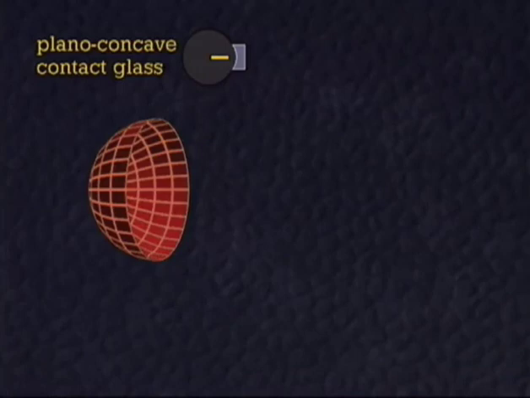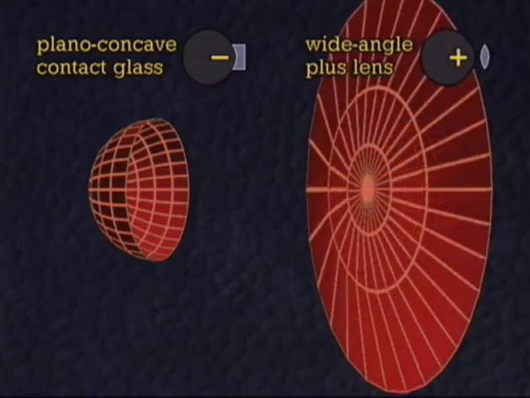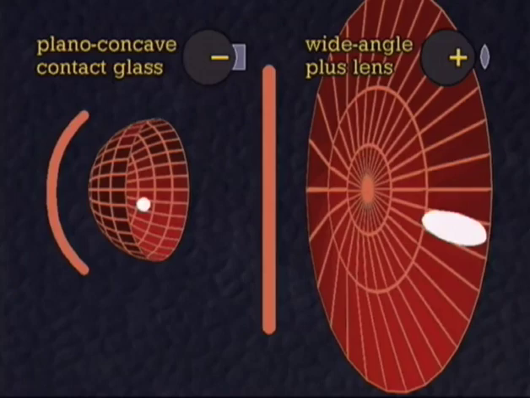In contrast to the correctly imaging plano-concave contact glass, with the wide-angle plus lens the equator of the globe is expanded. The posterior fundus appears flattened. Due to this flattening, a narrow slit is seen straight instead of curved. Furthermore, the peripheral parts of the fundus are stretched so that lesions in the periphery appear enlarged.